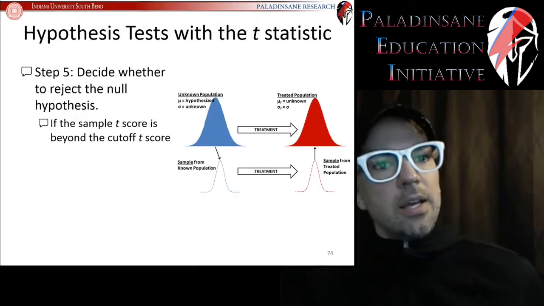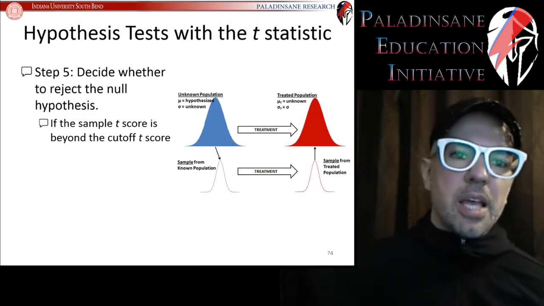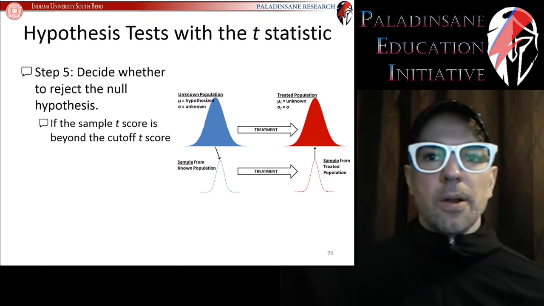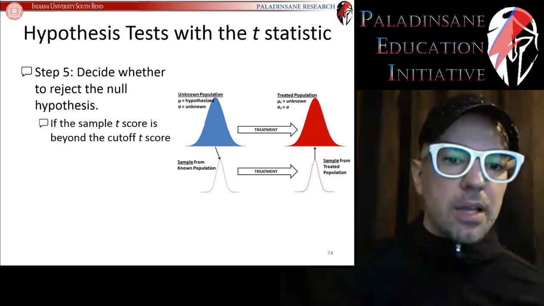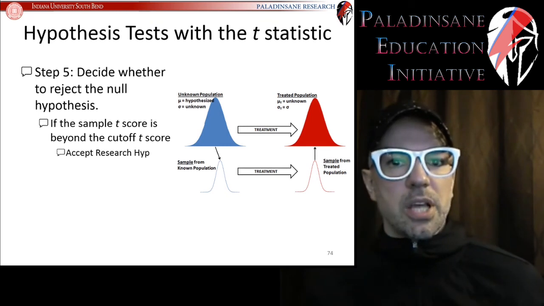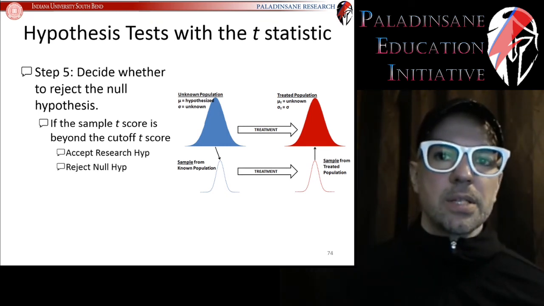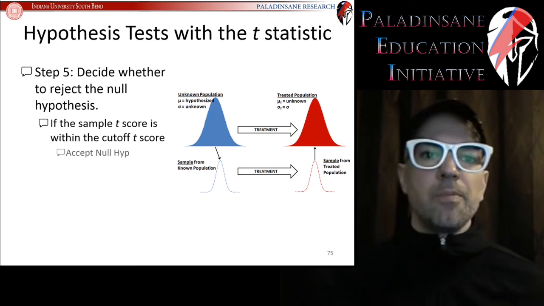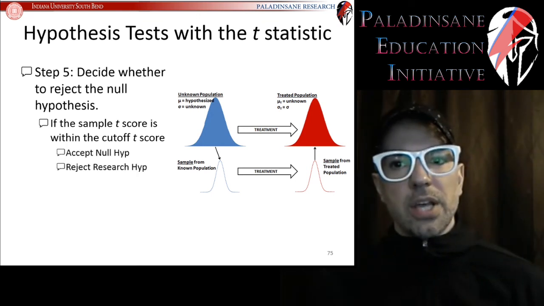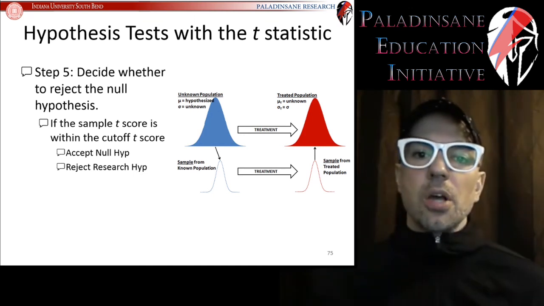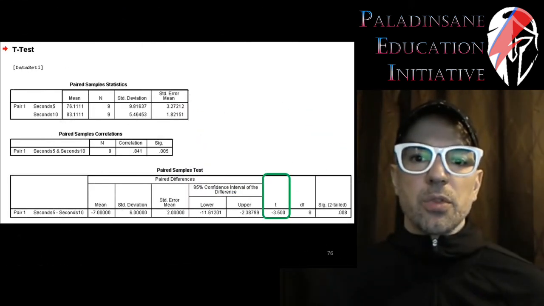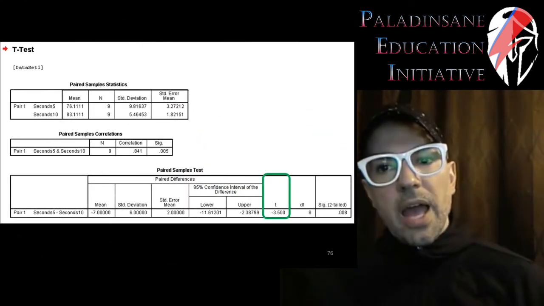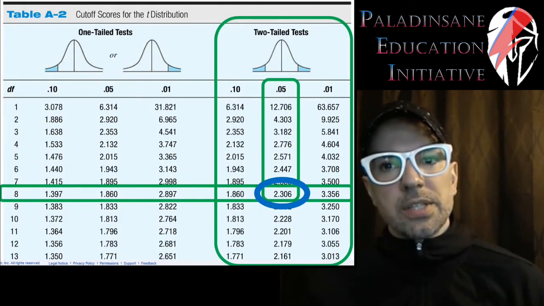So now the final thing we need to do, now that we have the p-value, is we need to do step 5. And normally we would compare the sample t-score to the cutoff t-score. And if the sample t-score was beyond the cutoff t-score, we would accept the research hypothesis and reject the null hypothesis. If, on the other hand, the sample t-score is within the cutoff t-score, we would accept the null hypothesis and reject the research hypothesis. So we have a t-score of minus 3.5. We have a cutoff score of 2.306.